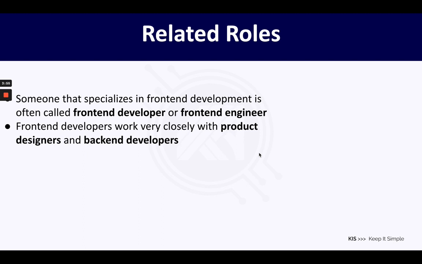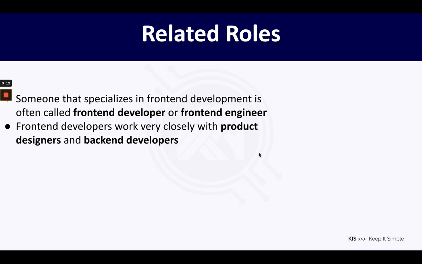Right, so front-end developers work very closely with product designers and back-end developers. In a software development team, there are a couple of roles that work on it. Usually you have the product managers, the product designers, the front-end developers, the back-end developers, and the other guys that work in operations, right? But the core roles in a typical software development team are front end, back end, and product design. And the front end developer happens to work very closely with the product designers and the back end developers.